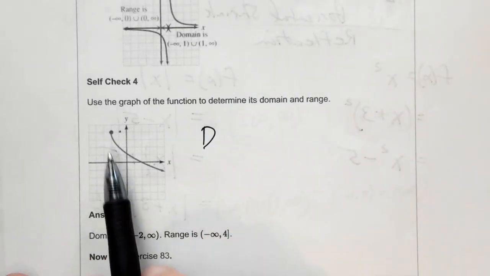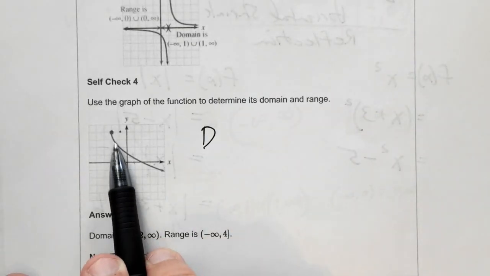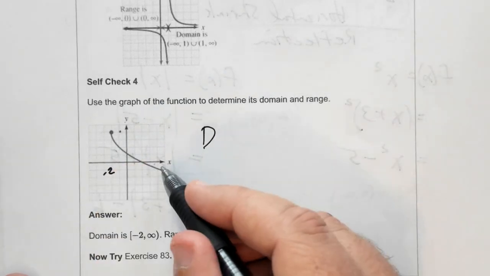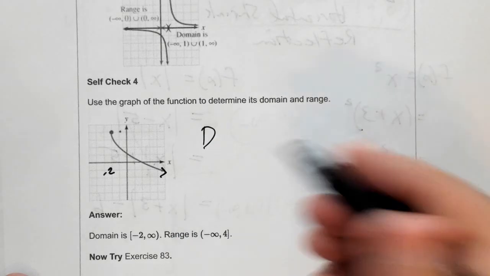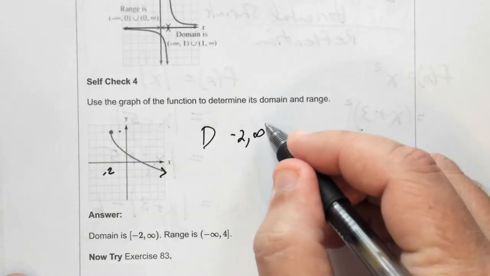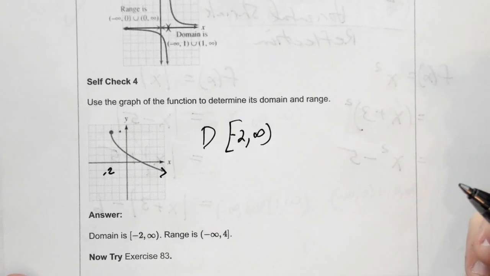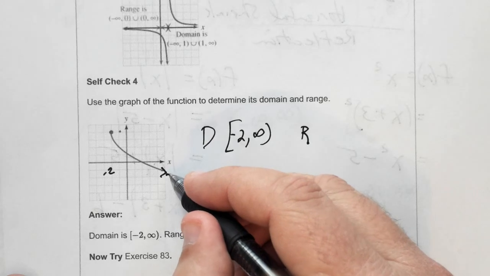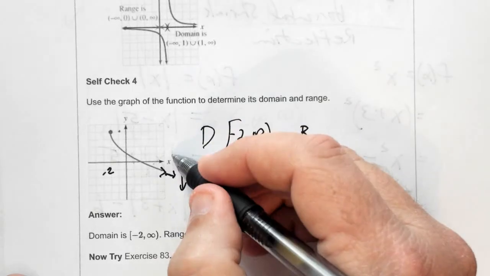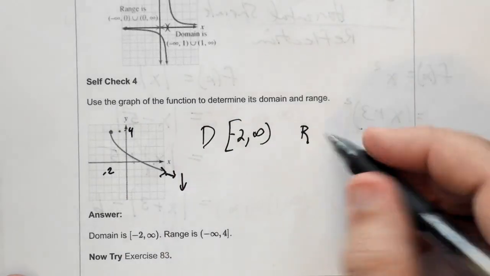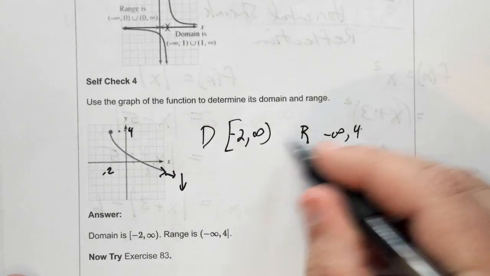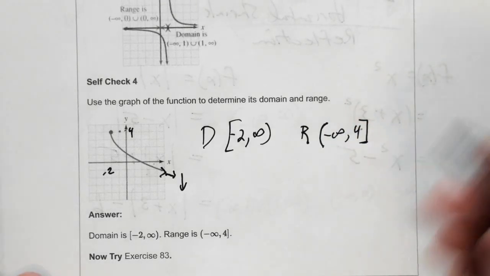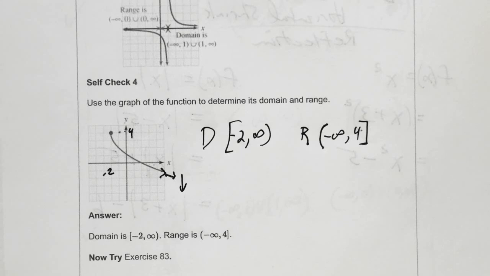Domain. Well, farthest left. Well, it stops right here. The farthest left is going to be at negative 2. Farthest right, it goes on forever to the right. So it's going to be negative 2 to infinity. Now when we talk about the range, it's going forever down, but it only goes up to this point at 4. So it's negative infinity to 4. Always lowest number to the highest, farthest left to the farthest right. And there we have domain and range of these functions.